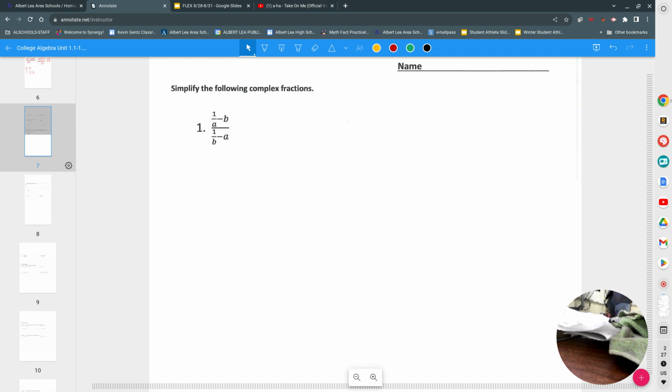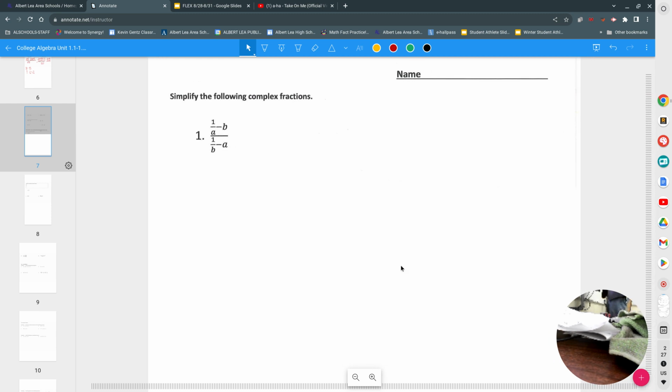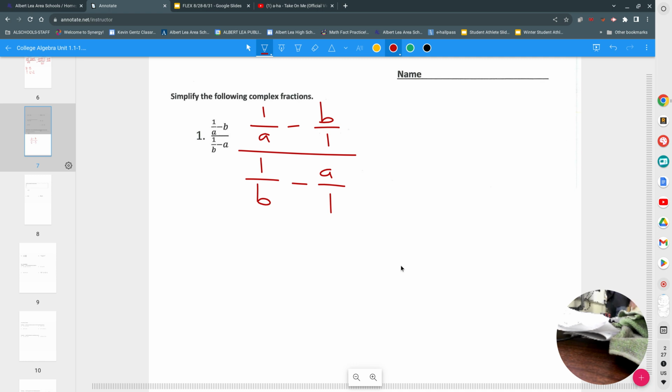And the steps are very clear. What we do is we make one fraction in the top, and we make one fraction in the bottom. In order for me to make one fraction at the top, I have to find common denominators. What is the common denominator going to be here?